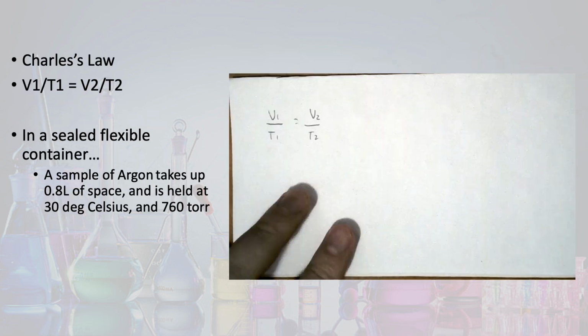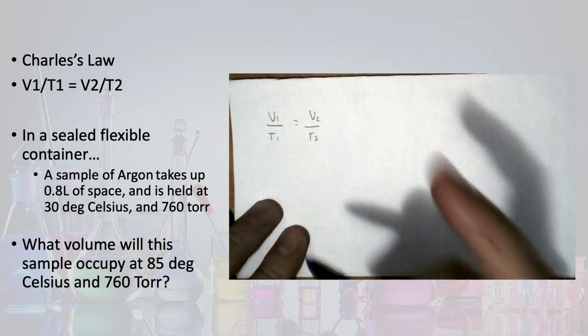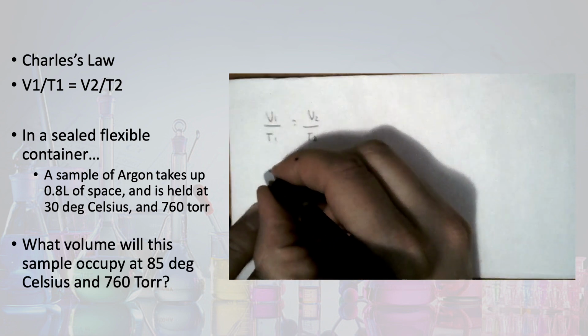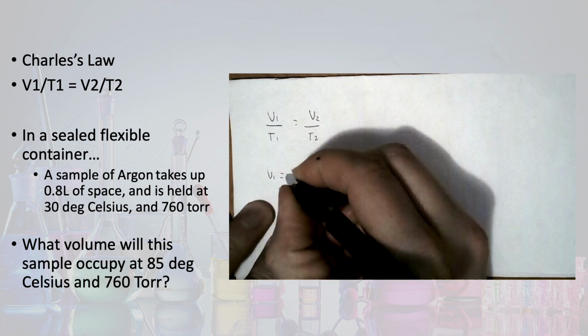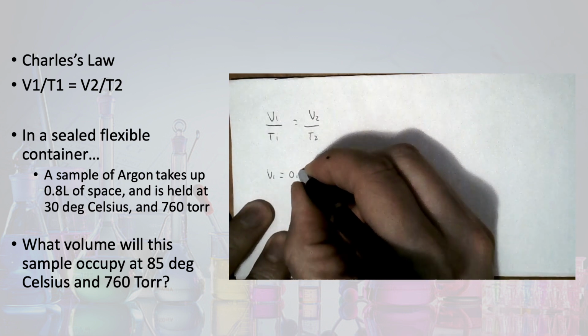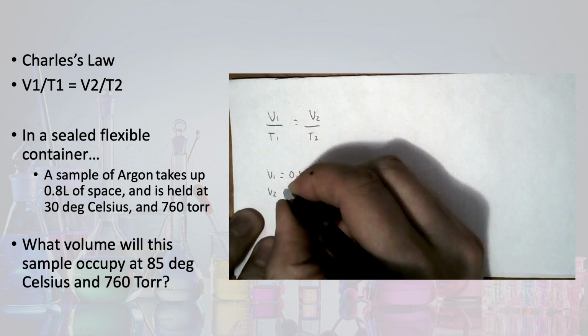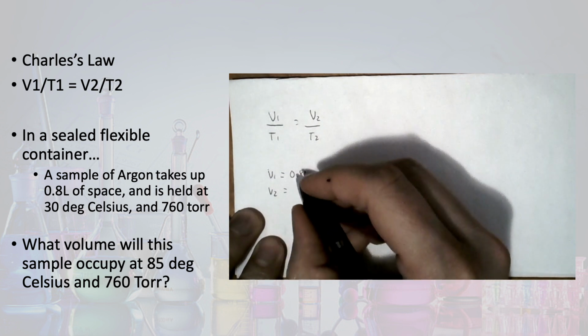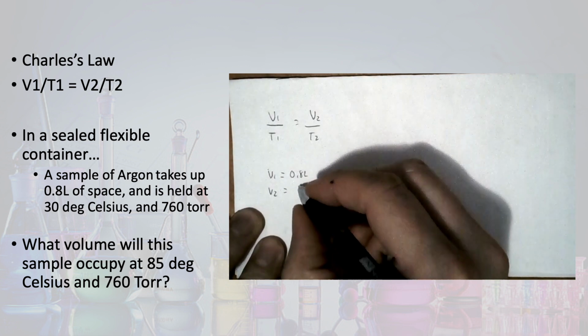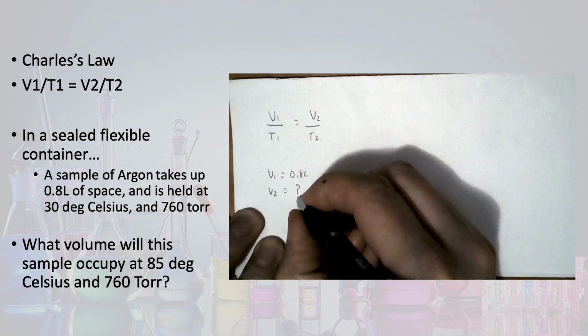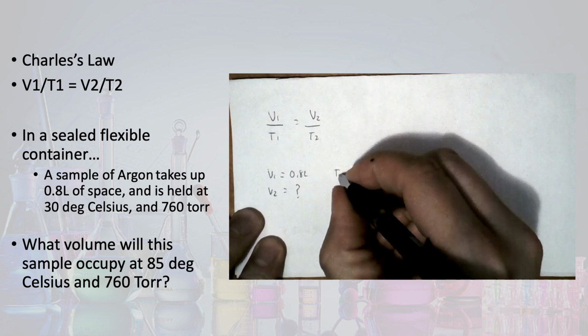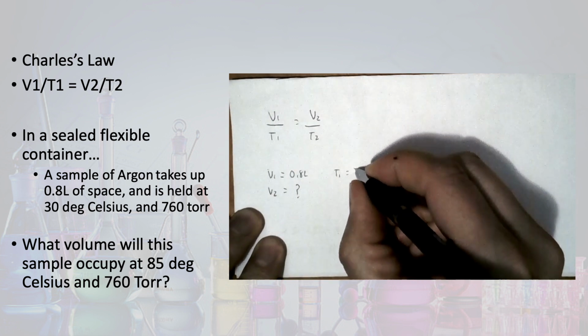Okay, so now let's set up our practice problem. So I'm going to click this, and there we go. We're going to be using Charles' law, V1 over T1 equals V2 over T2. For this problem, we have a sealed flexible container where a sample of argon takes up 0.8 liters of space, is held at 30 degrees Celsius, and is exerting a pressure of 760 torr.